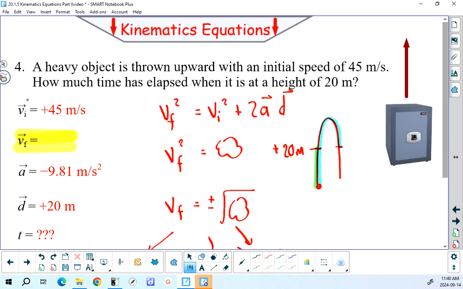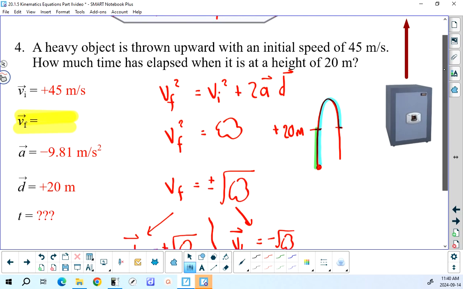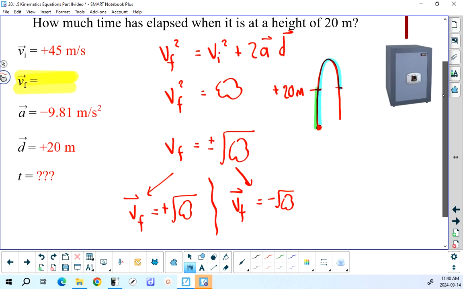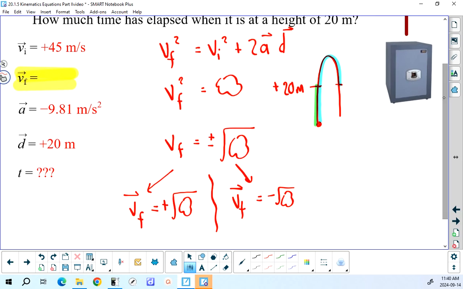Again, I don't want to relive all of the instruction here, but I do want to go over some part of it. This is going to be an identical situation where you cannot find the time directly because you end up with what we call a quadratic equation. So instead you find VF first.